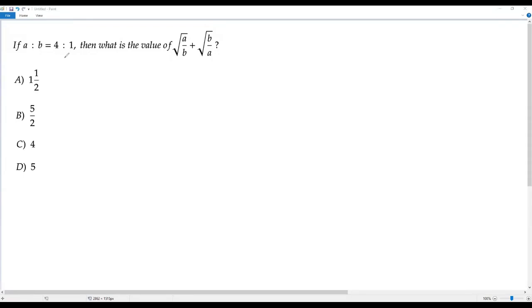If a to b equals 4 to 1, then what is the value of square root of a over b, plus the positive square root of b over a? Now let me consider the equation we have over here, that is a to b equals 4 to 1.